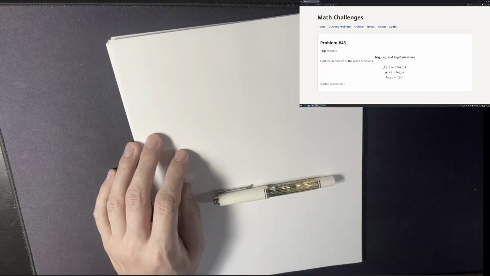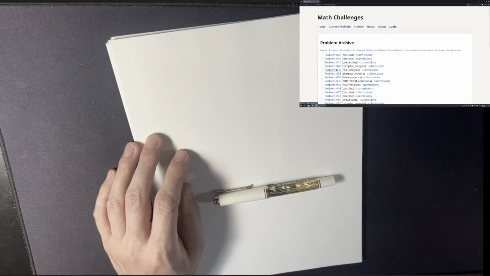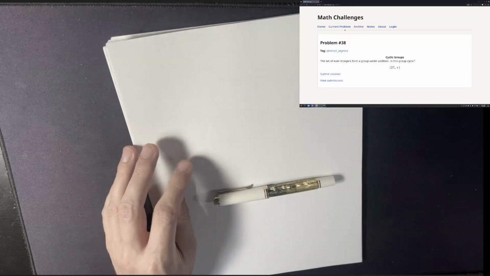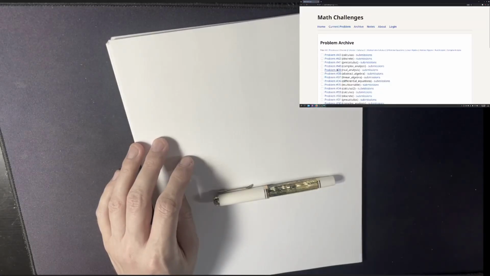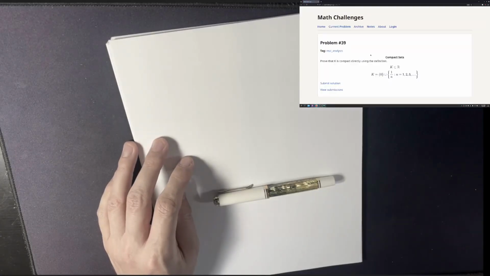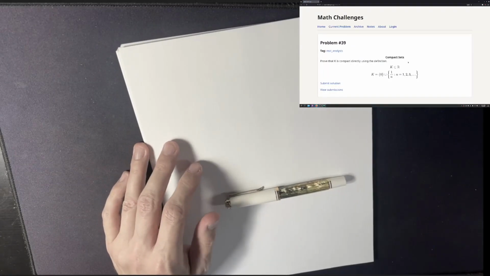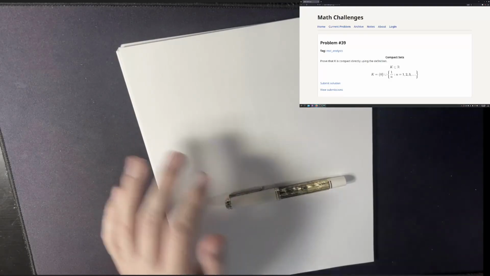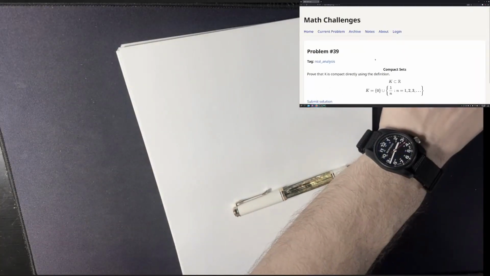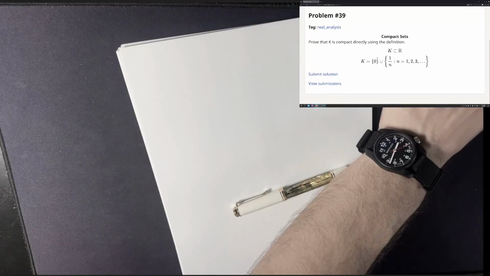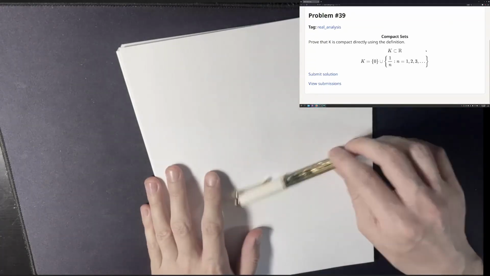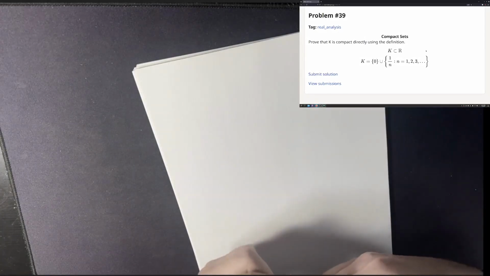Today's current problem, we're on calculus. These are the last 5 problems, so these are the ones I'll be doing. Last week we ended on this abstract algebra question. So let's start with this real analysis one. It's just a question about compactness.